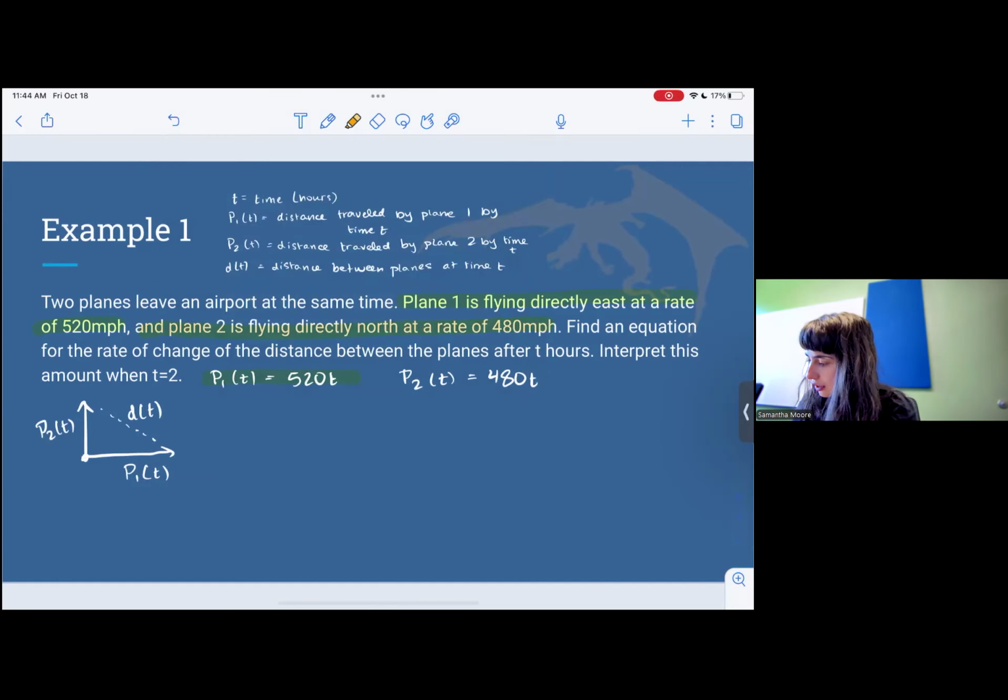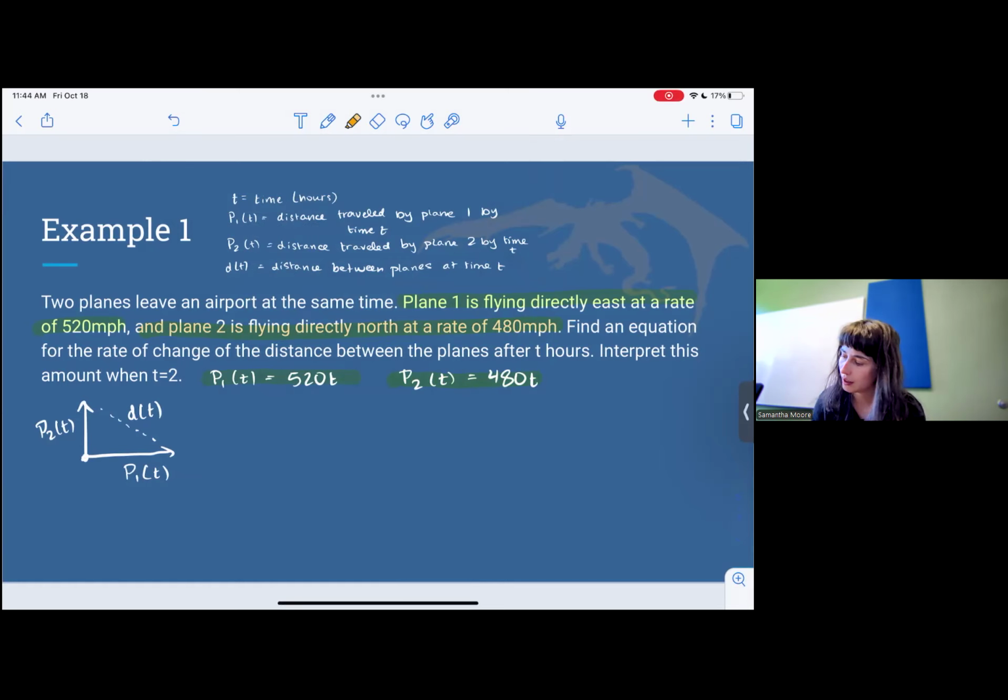Since we're traveling at 480 miles per hour. Then let's see, what else can we find in this word problem? So the last 2 sentences are really about what we're trying to find. So the only other thing that I see that's like a possibility of something that could be translated into an equation is the fact that our planes leave the airport at the same time.